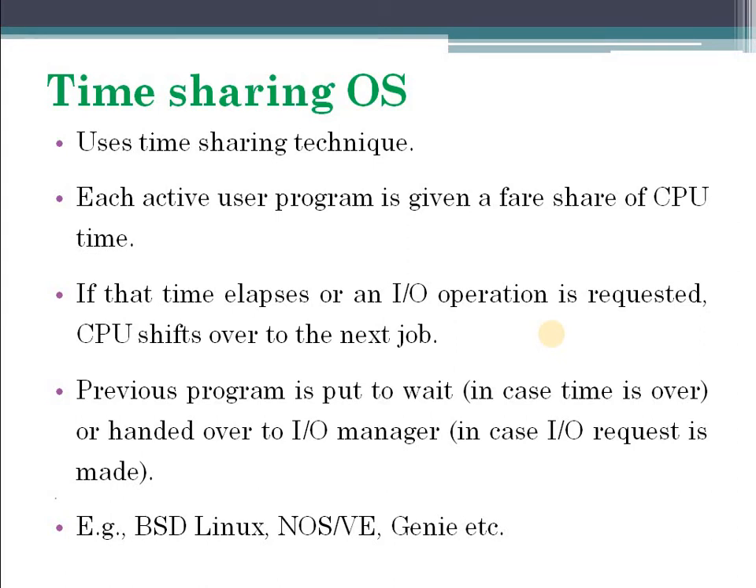So just read the things. Each active user program is given a fair share of CPU time. If that time elapses or an input-output operation is requested, the CPU shifts over to the next job. The previous program is put to wait in case the time is over, or handed over to the input-output manager in case an input-output request is made.